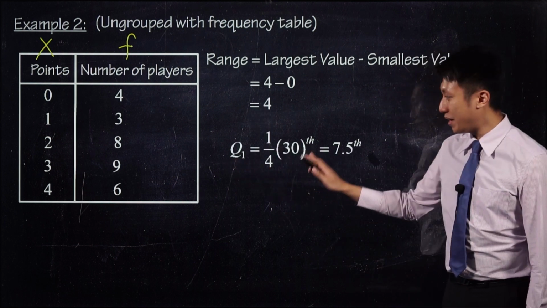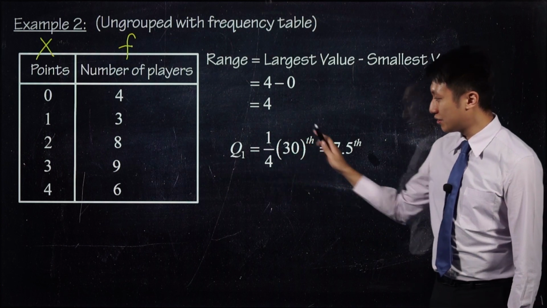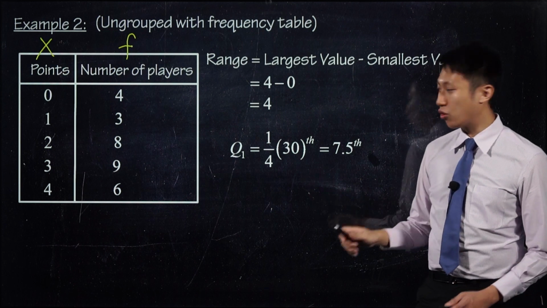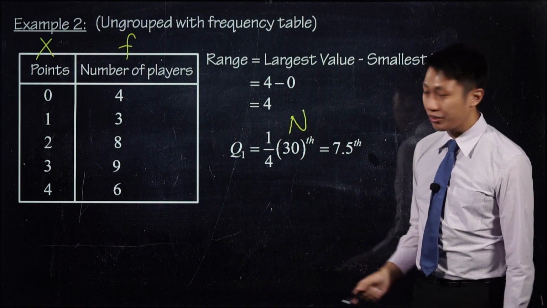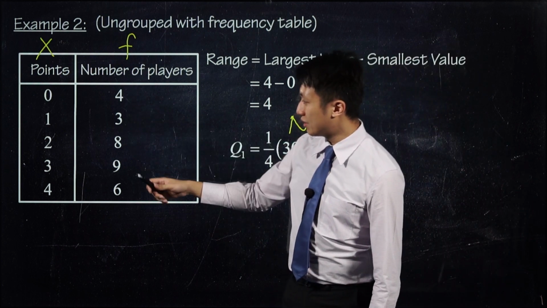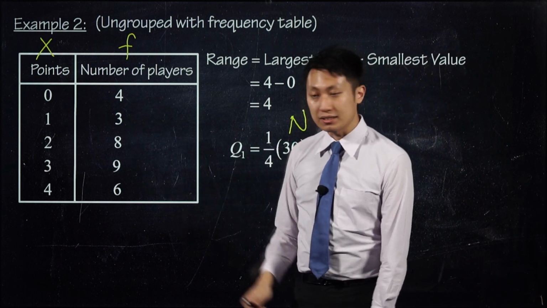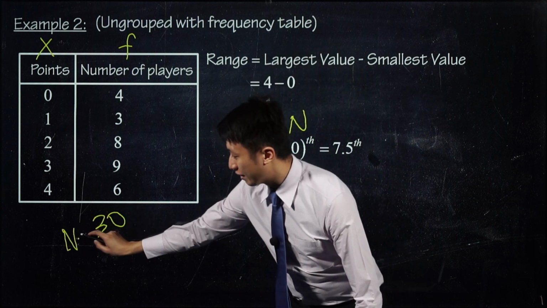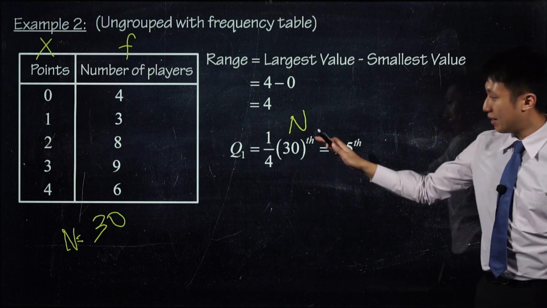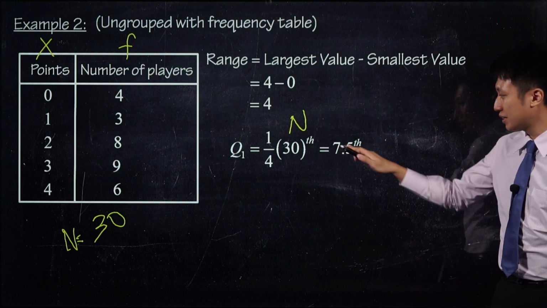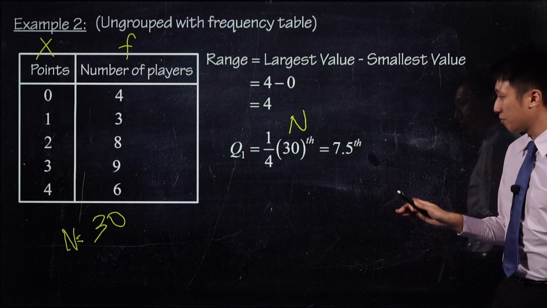Q1. Did you notice that there is no n plus 1 now? It's just 1/4 times n. How do I get n? I get it from here. 4 plus 3, 7 plus 8, 15 plus 9, 24 plus 6 is 30. So this is your capital N, which is 30. So 1/4 of 30 means the 7.5th observation.